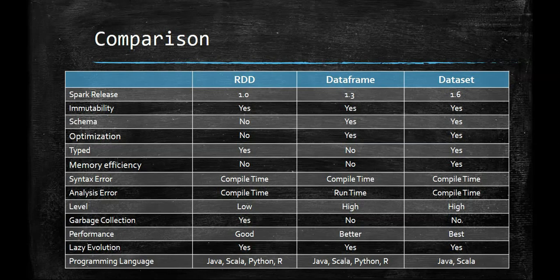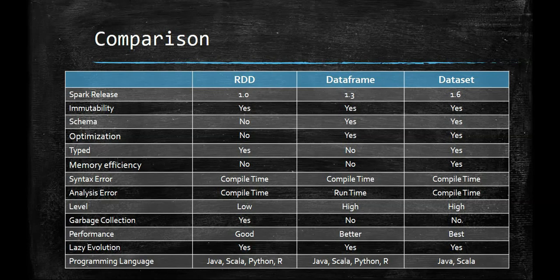Okay, then the next thing is your garbage collection. So when it comes to RDD, there is the overhead of garbage collection, which ultimately results in creating and destroying of your Java objects, and that's a costly operation. Okay, but when it comes to data frame, it is a much more optimized way of doing it, so it avoids the garbage collection, because we have got the catalyst optimizer here.